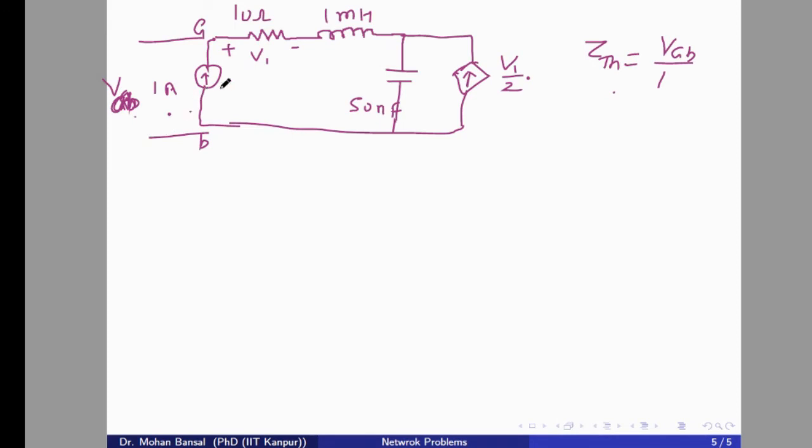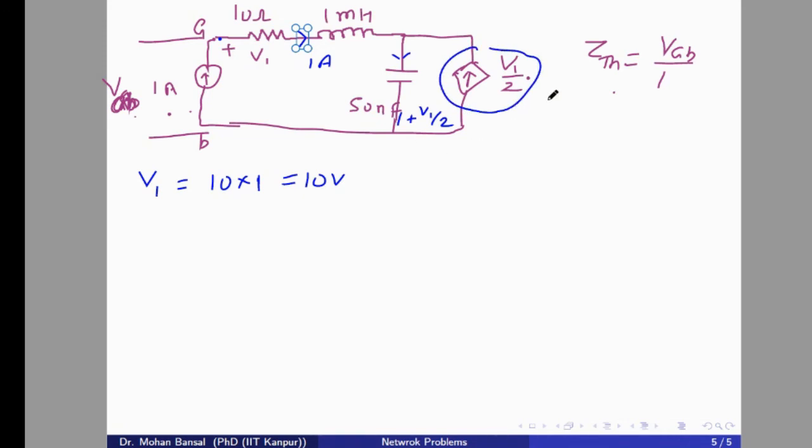So now here this current is flowing in the circuit. This is the 1 ampere current flowing in the circuit, and this 1 ampere is here, and here current will be 1 plus V1 divided by 2. Okay, so let's see what will be the value of V1. V1 is the voltage across the resistor 10 ohm. So V1 is nothing but 10 into 1, because current in this branch is 1 ampere. So V1 is 10 volt. Then value of this current source is V1 divided by 2, that is 5. Okay, so current in this branch is 6 ampere.